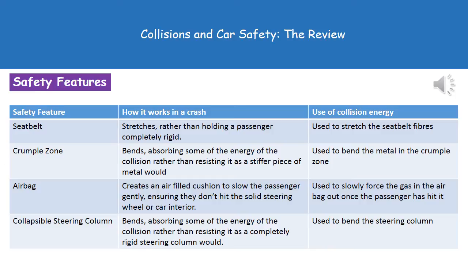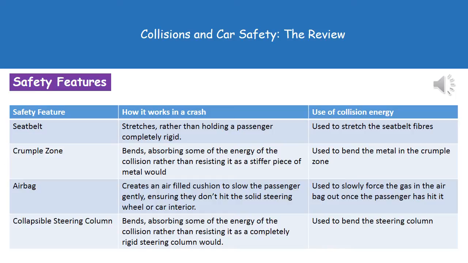Our second safety feature is something called a crumple zone. This is the region that's generally found at the front of the car that's specifically designed in a collision to crumple in, so it's designed to collapse basically. As that car impacts with another surface, the crumple zone bends, and that means it's going to absorb some of the energy of that collision. All of the collision energy is going to be used to bend the metal in the crumple zone at that point.